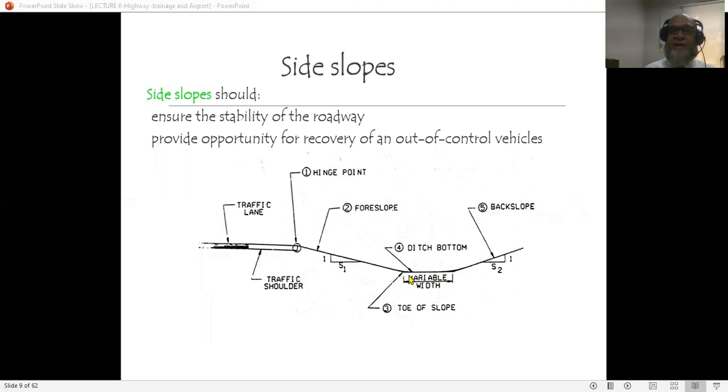This width is variable, and it's very important. The more the width, obviously, the more water it can take, but at the same time it may not be economical. Sometimes if you don't have much rainfall, this width can be small. But for an area where high rainfall is expected, this can be quite wide.